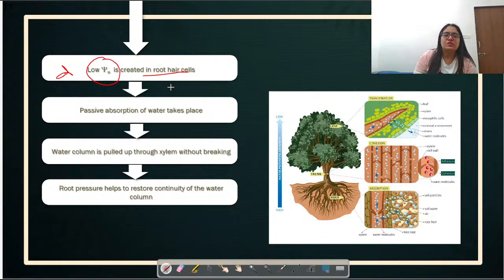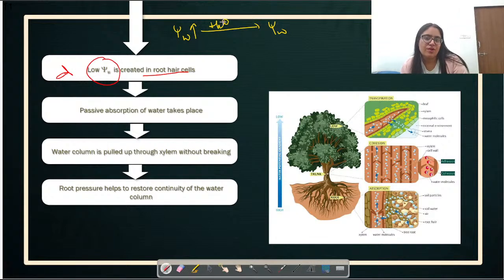And do not forget, my dear students, water has a tendency to move from a region of higher water potential to a region of lower water potential, right? So because of this process of transpiration, there has been a decrease in the water potential value in the root hair cells. Hence, water will flow from the soil solution to the root hair cells. That means root hair cells now will do a lot of absorption of the water molecules.